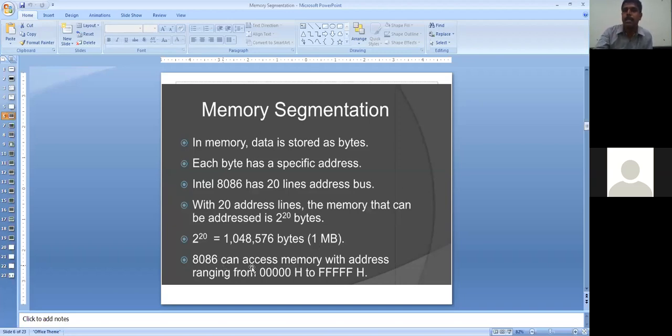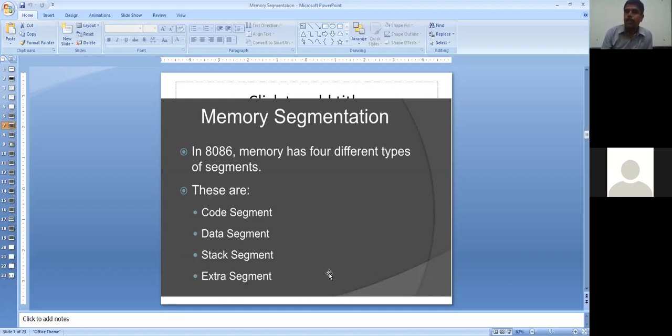So 8086 can access memory with addresses ranging as follows: the address bus has 20 address lines, and therefore an address can be represented using 5 digits in hexadecimal. The address starts from 00000 to FFFFFH. This is the maximum address location that can be pointed to in 8086.